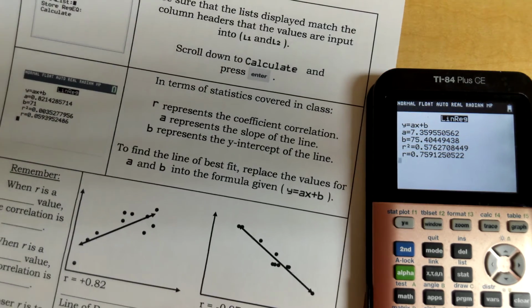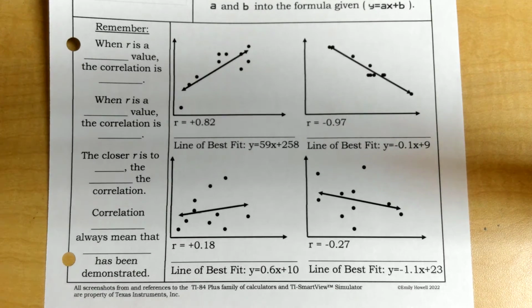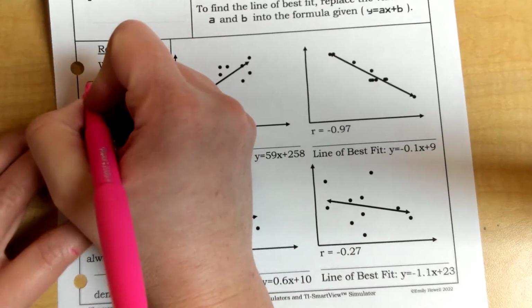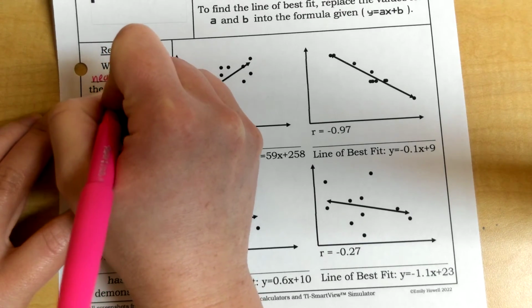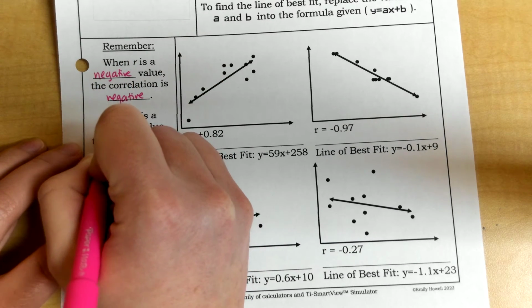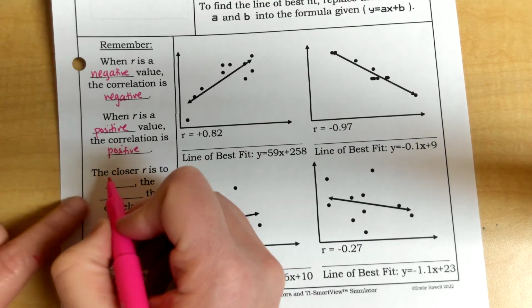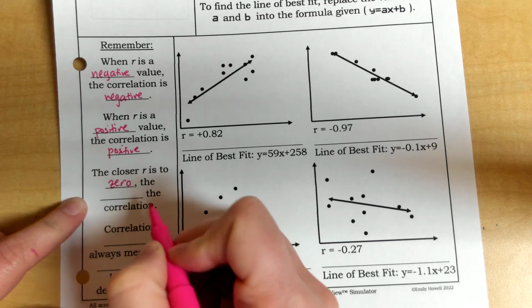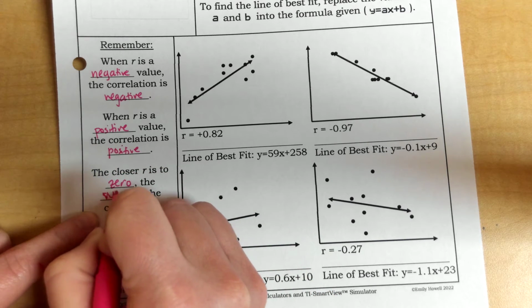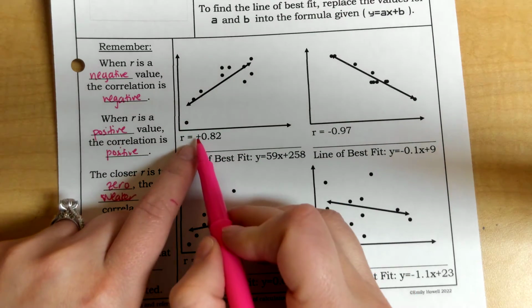Okay. All right, so after looking at the calculator, we're going to look down here for just a minute to take a couple more notes just to remind ourselves of what we're working with here. So first off, remember that when R is a negative value, that means that the correlation is negative. When R is a positive value, the correlation is positive. And the closer R is to 0, the weaker the correlation.